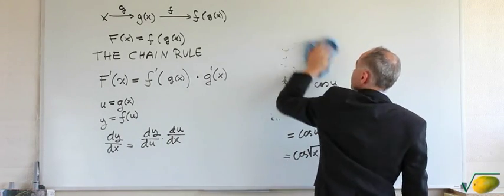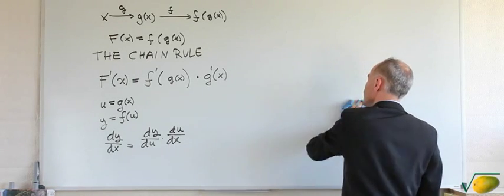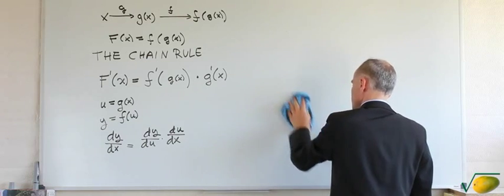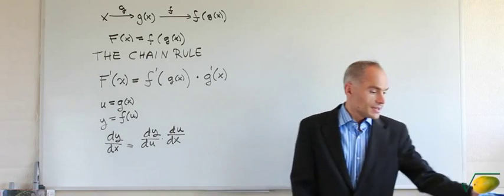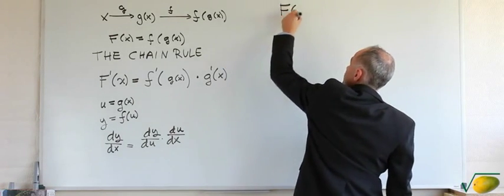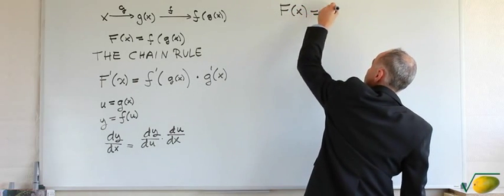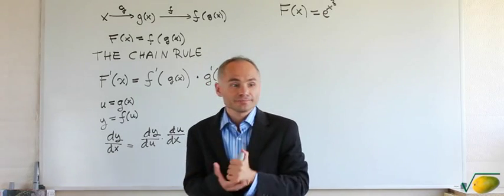And I would like you to differentiate e to the power x to the third. So let f of x be equal to e to the x to the third. And I want you to find the derivative using the chain rule.